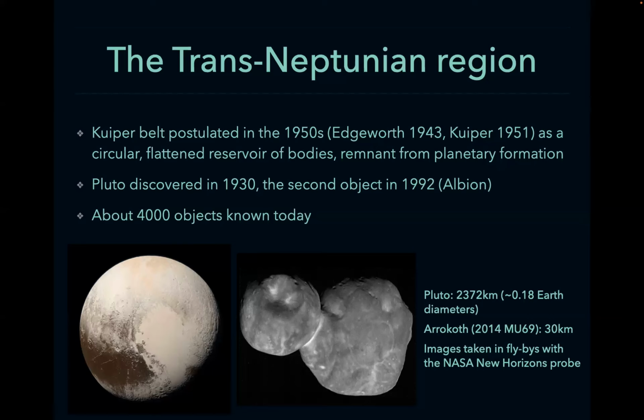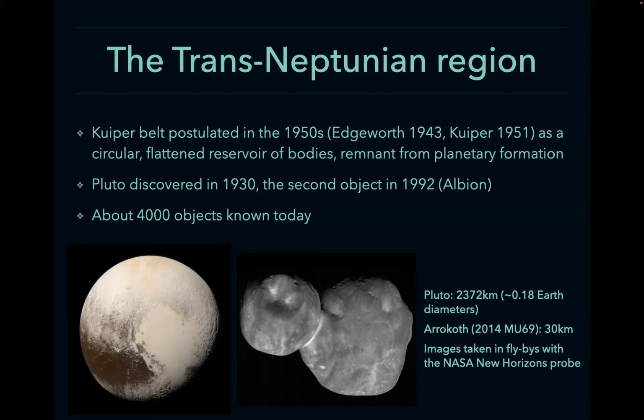So the idea was that the objects that didn't form planets would be living in this region and would be essentially dynamically undisturbed in the 4.5 billion years since the formation of the solar system. The first Kuiper belt object was actually discovered in 1930. It's Pluto, the one shown on the left there. That's the NASA New Horizons image from its flyby in 2015.